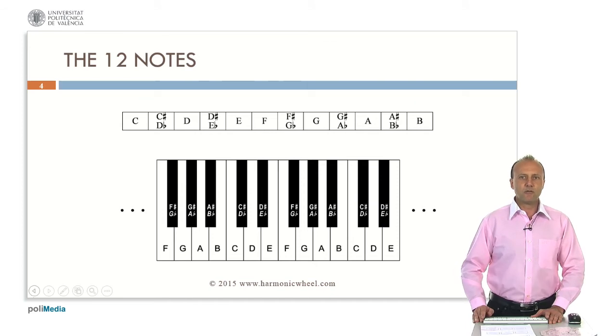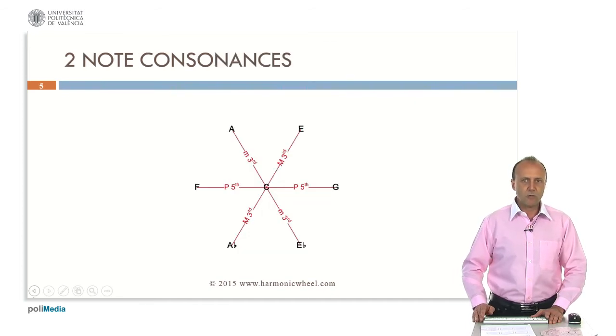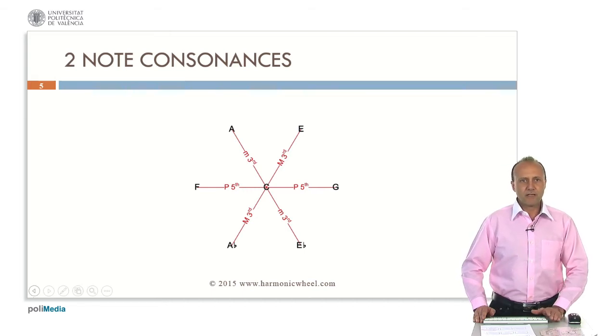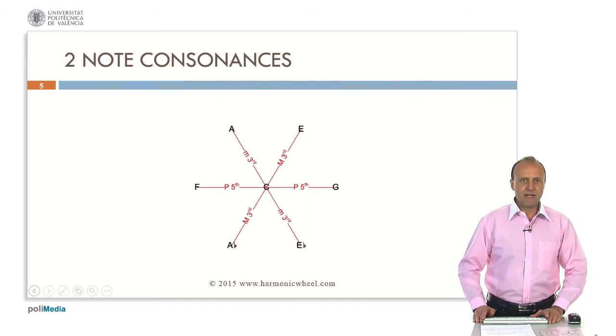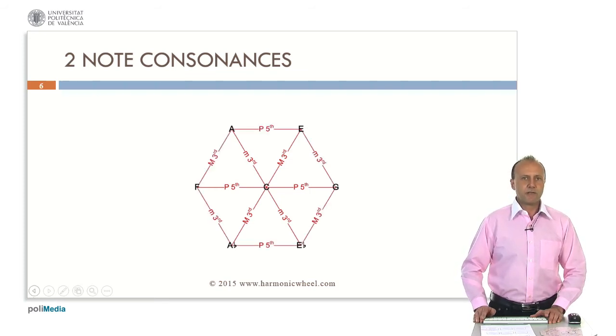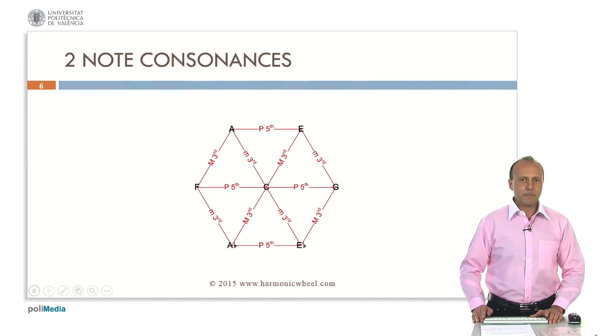Here we have the 12 musical notes sorted by their pitch. But now we want to represent them in such a way that we can see the consonant relationships among them. So if we start with note C, here we have the perfect fifth intervals from C on the horizontal axis, notes F and G. In one oblique direction we have the major thirds, notes A flat and E, and in the other oblique direction we have the minor thirds, A and E flat. We can complete these consonant relationships with the notes around C, as we can see here.